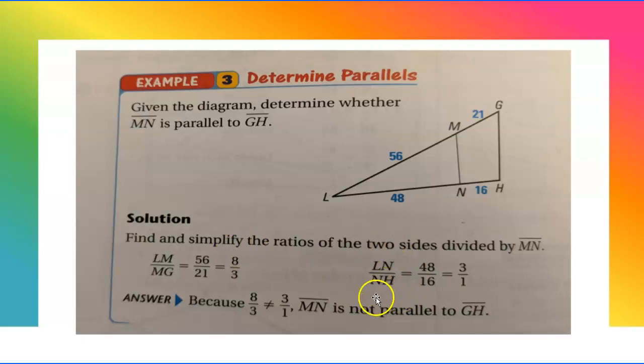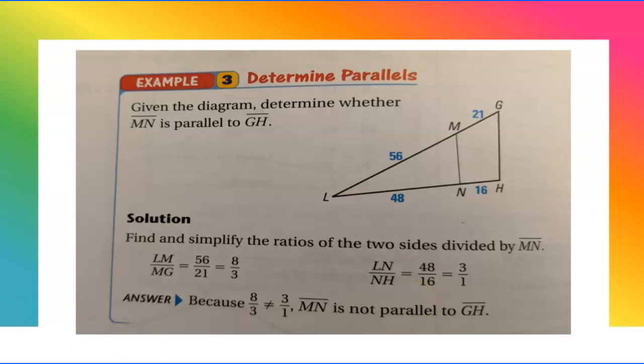Now I go through and put my numbers in. So for LM, I'm going to put 56. For MG, I'm going to put 21. And I come out to have 8 over 3. Then I come over here, I'm going to put 48 over 16. Here's your 48, here's your 16. And I have that coming to equal 3 over 1. Well, those are not equal, so I can now determine that MN and GH are not parallel.